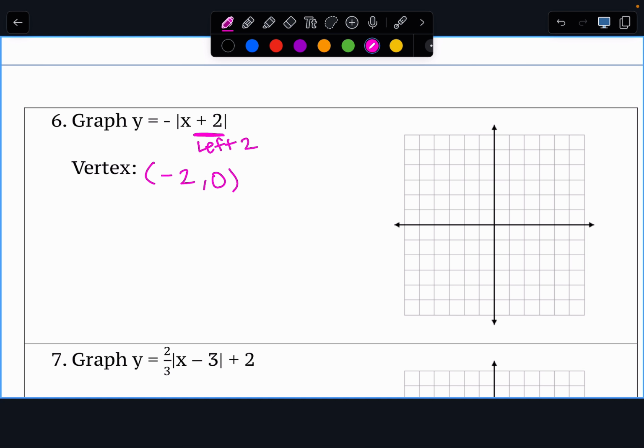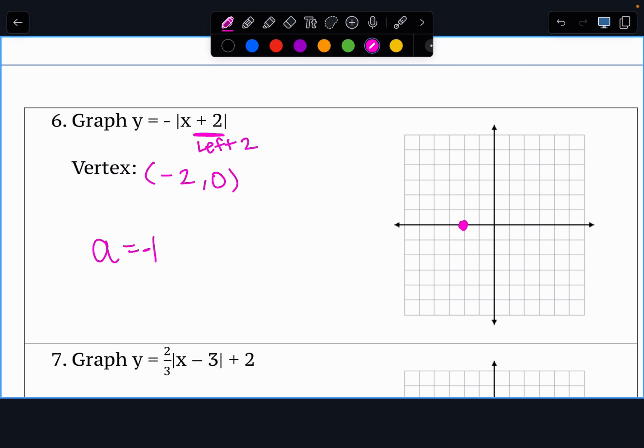It's a 1 next to the X, no? That's A. So negative 2, 0 is our vertex. You are right, A is a negative 1.